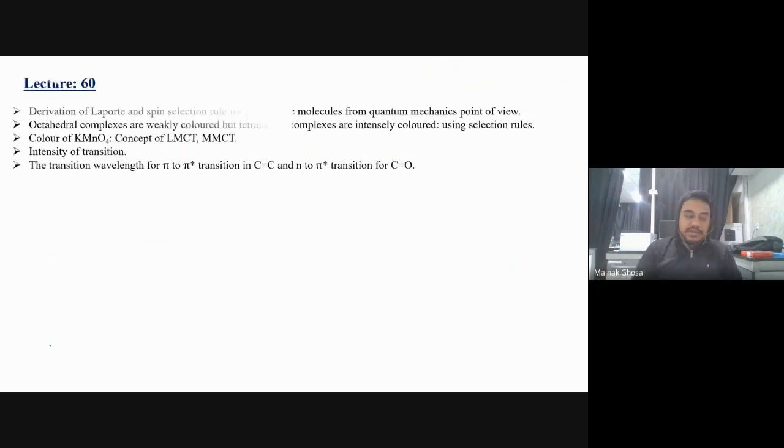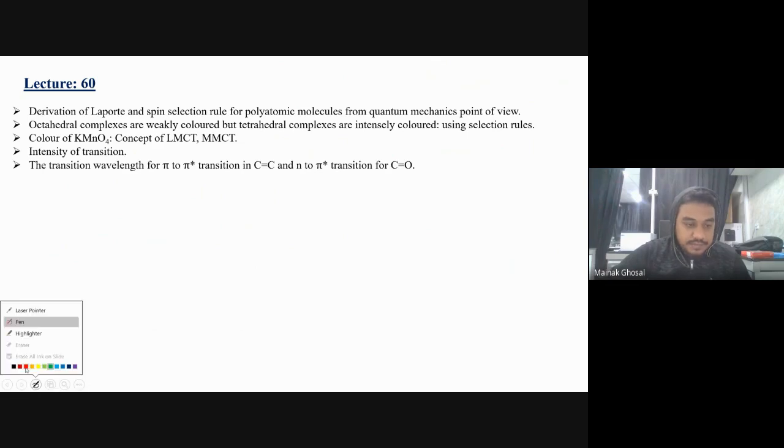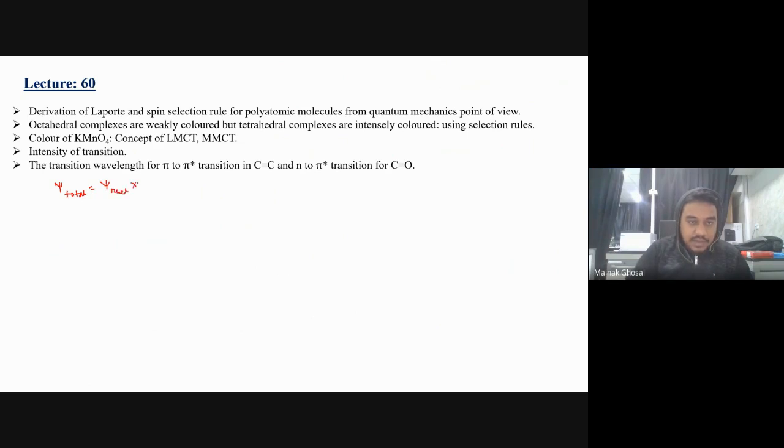In the next lecture, there was a discussion of the Laporte and spin selection rules for polyatomic molecules. So what are these? Actually, what Born-Oppenheimer told is that psi total I can write as psi nuclear into psi electronic, right?